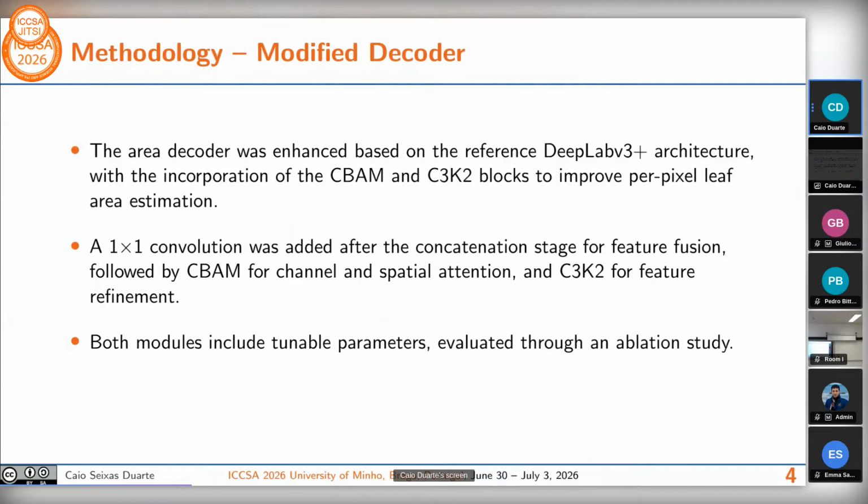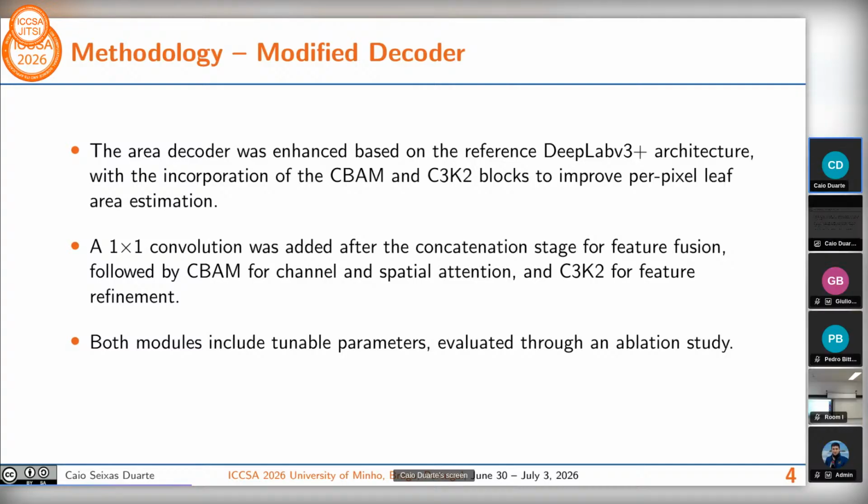Both CBAM and C3K2 have configurable parameters. Therefore, we conducted an ablation study by evaluating different configurations of these blocks to identify which provided the best performance.